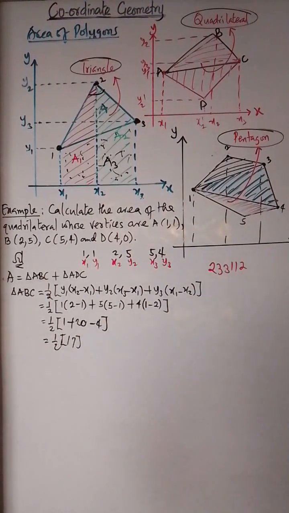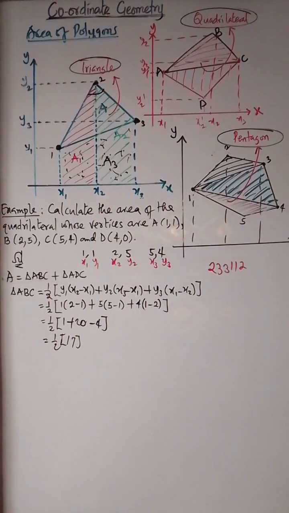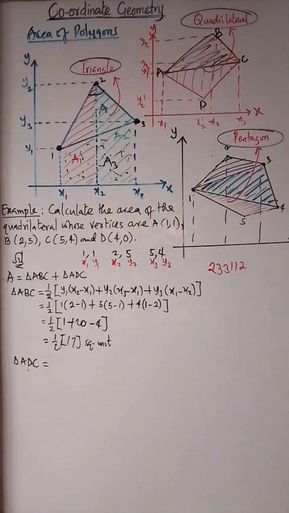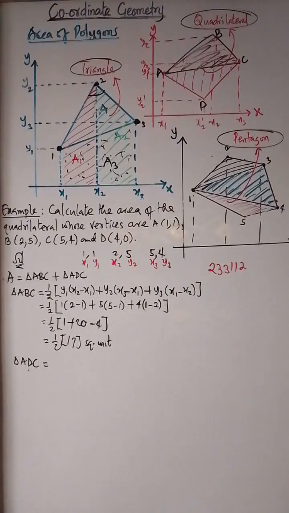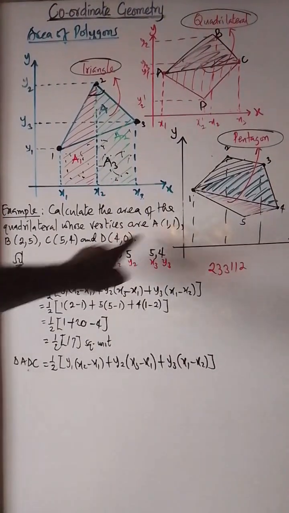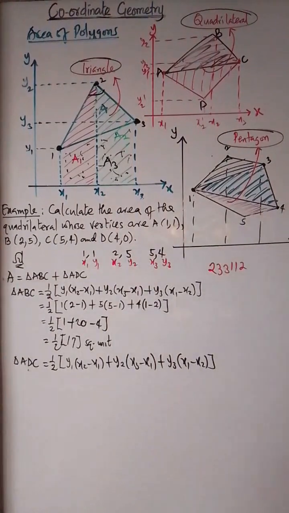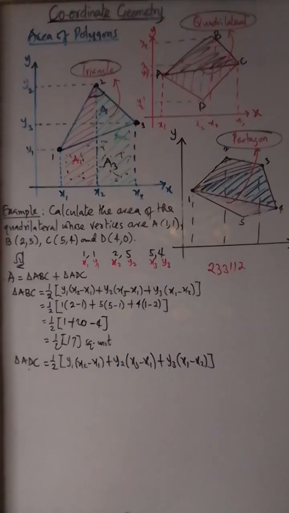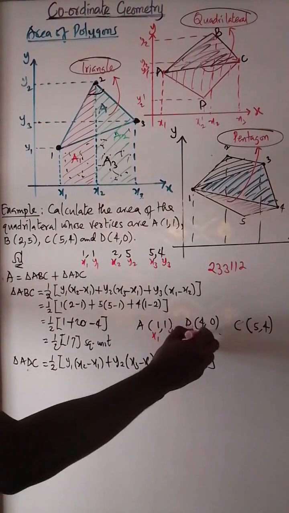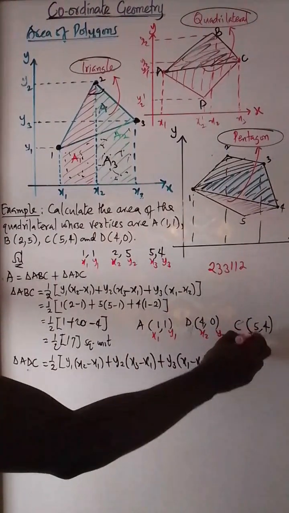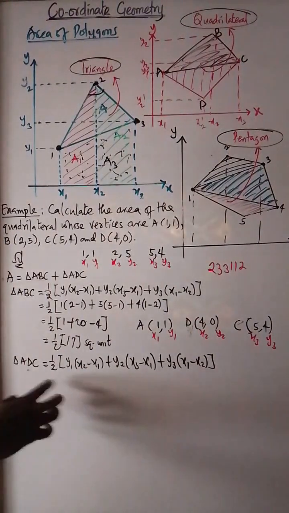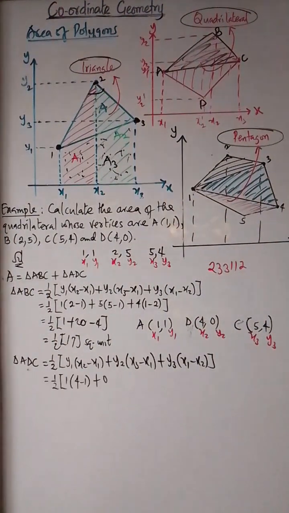Area of triangle ABC. Now what about triangle ADC? We've done ABC. Now ADC. For ADC, we are still going to use the same formula, but we are using points A, D, then C. So this is our x1, y1, x2, y2, x3, y3. Then using this, let's impute everything in triangle ADC.